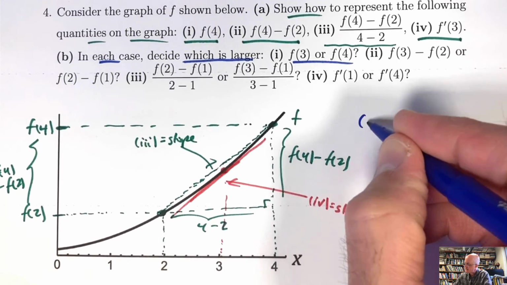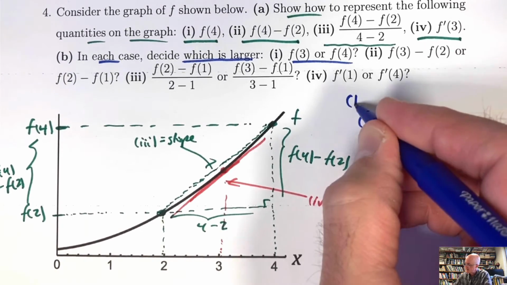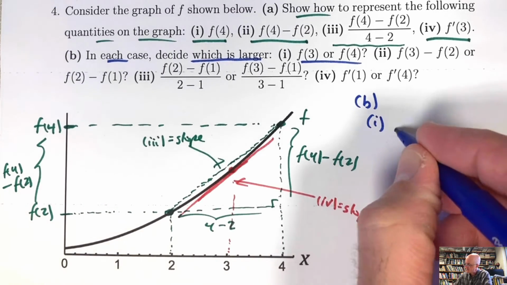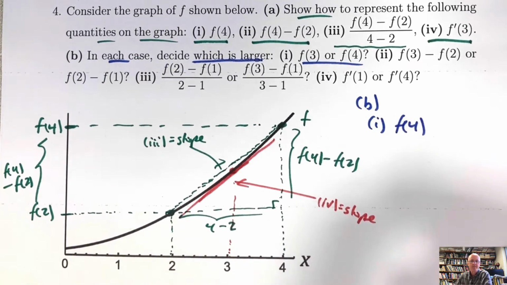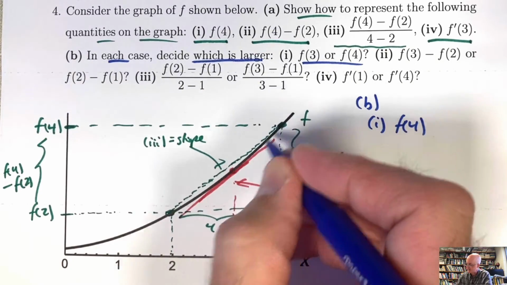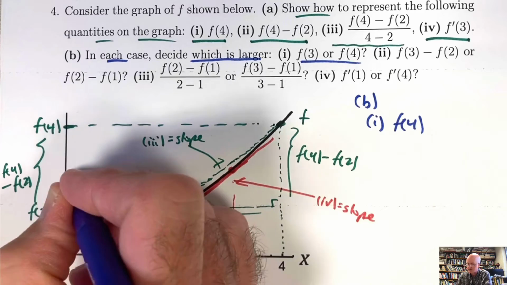Let's write the answers over here. Well, the function's increasing, therefore f of 4 is larger, because the second coordinate of this point here is bigger than the second coordinate of this point right there. F of 3 would be right around there.